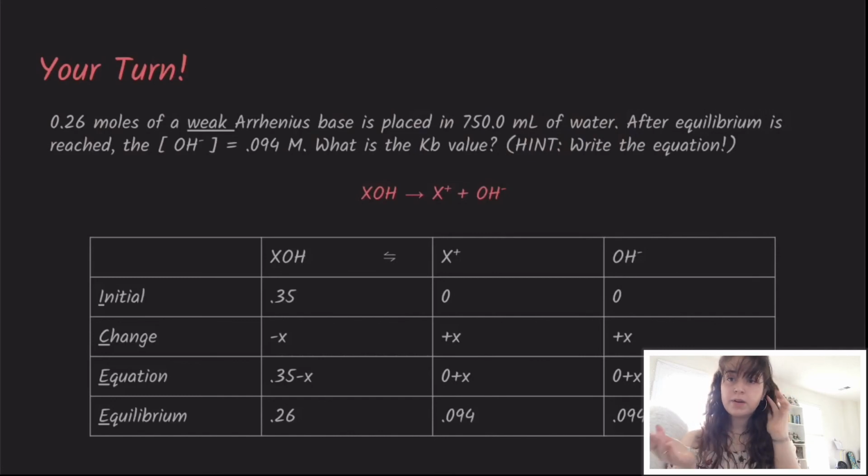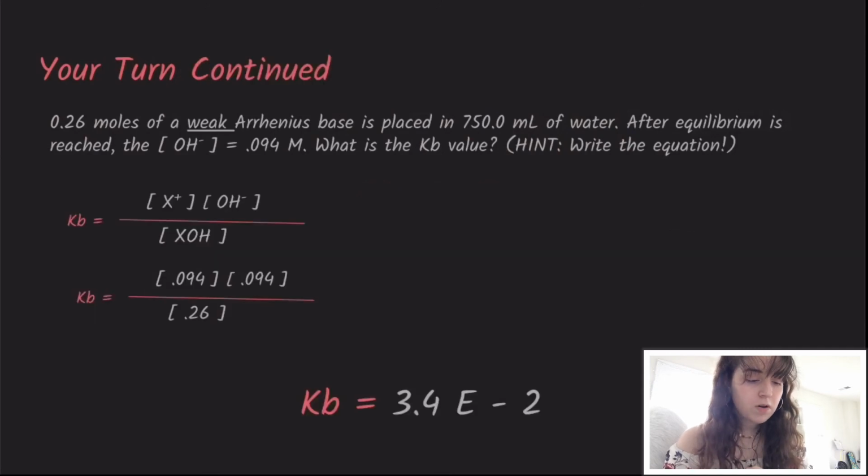So I just did some basic algebra, subtracted some things, and I got that 0.26 is the final concentration of XOH. Pause the video if you need to break that down even more, but it's just some simple algebra steps to get there. So now I wrote the Kb expression, which is Kb equals the concentration of the X plus ion times the concentration of hydroxide ion all over the concentration of XOH. I plugged those values in for the concentrations that I knew. I just did some basic algebra then, and I got that the Kb value is 3.4 times 10 to the negative second.